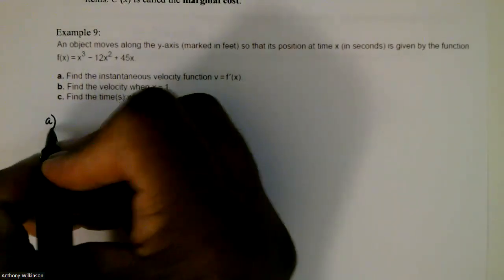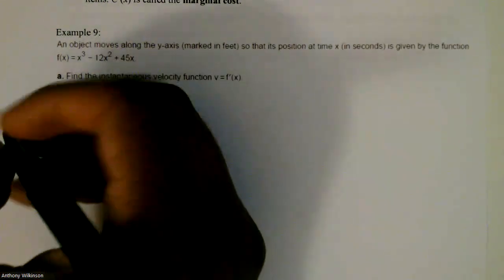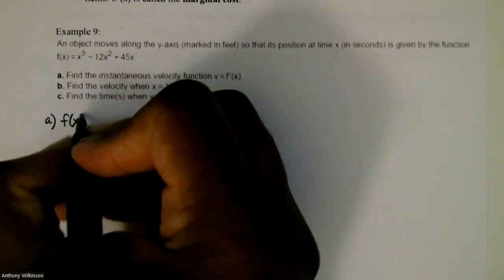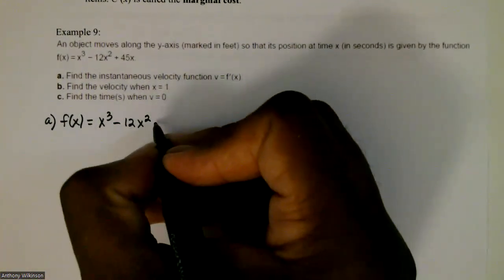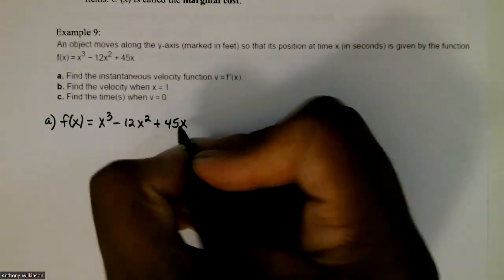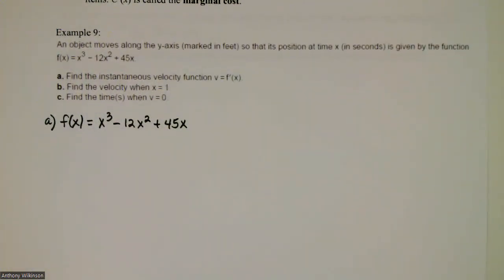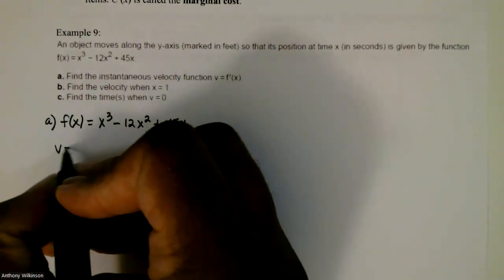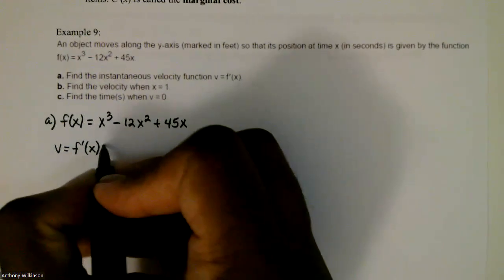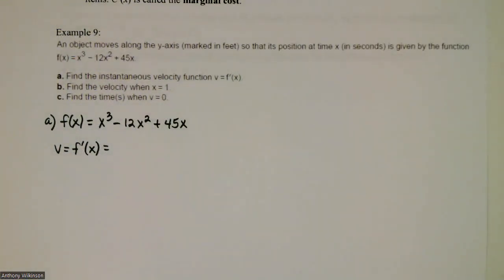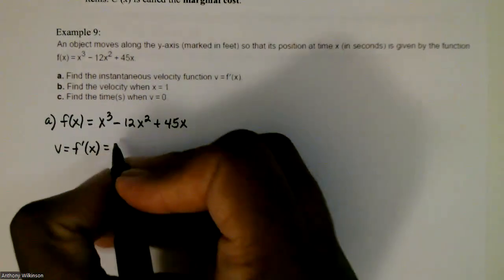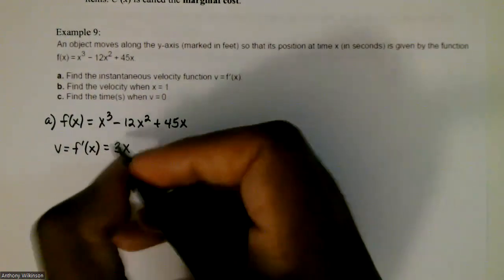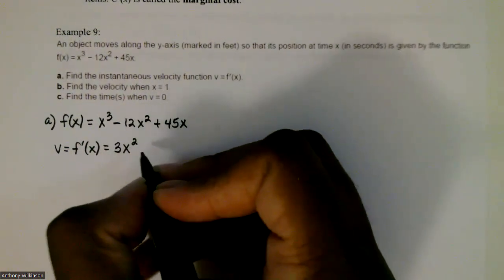So in part A, here's our function. F of x is equal to x cubed minus 12x squared plus 45x. Now we want the instantaneous velocity function, which is, of course, v is equal to f prime of x. So here, we're going to use those properties that we just got through talking about to find this derivative. This one, we're going to apply the power rule by bringing the exponent in front. So it'll be 3, copy the x over to the 1 less power. 3 minus 1 is 2.